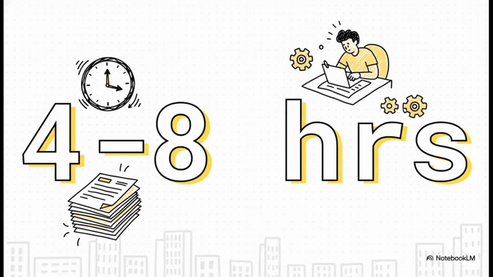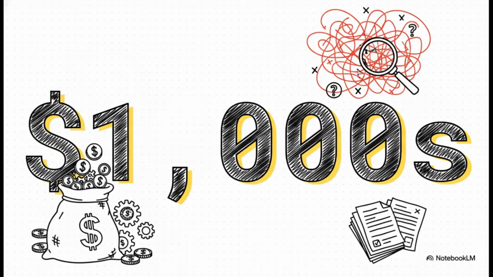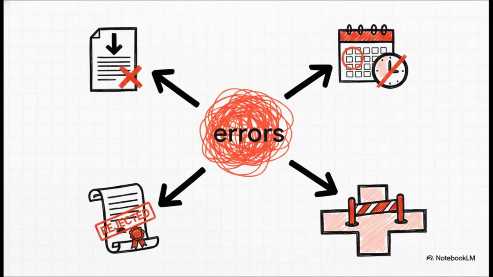Think about this. Processing just one lease by hand takes 4 to 8 hours of skilled work. That adds up to thousands in fees. And even worse, it leads to some really costly human errors. Yeah, we're talking about huge mistakes, like financial misstatements or even major compliance failures.